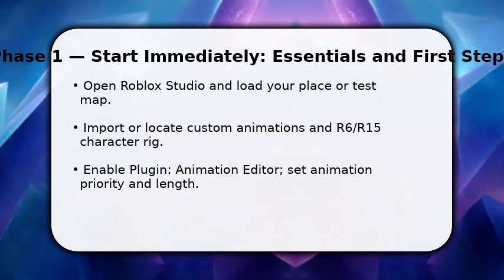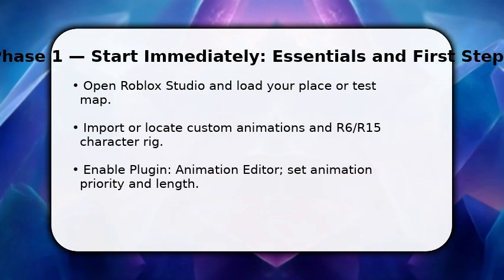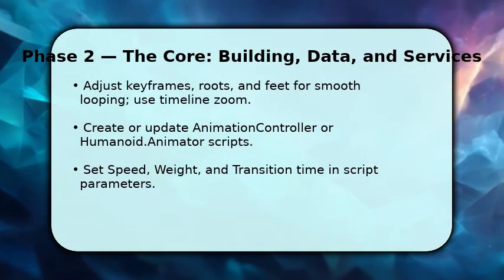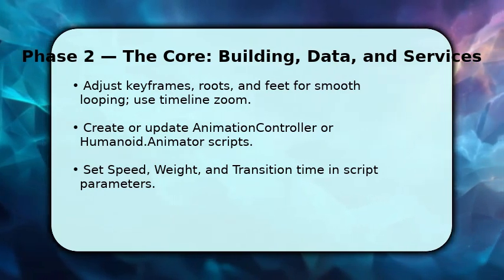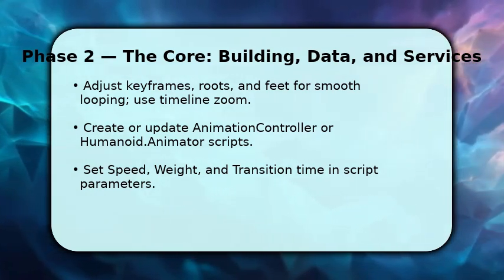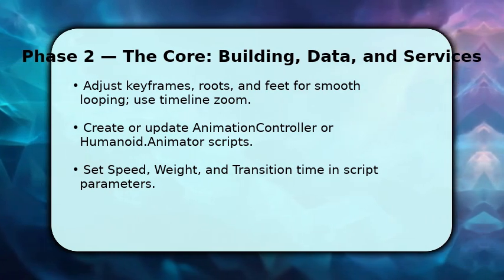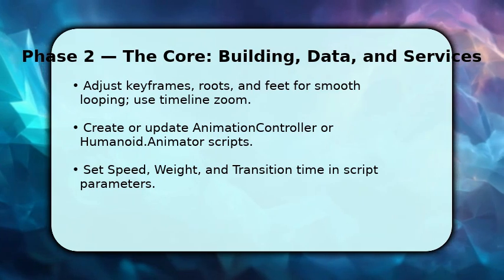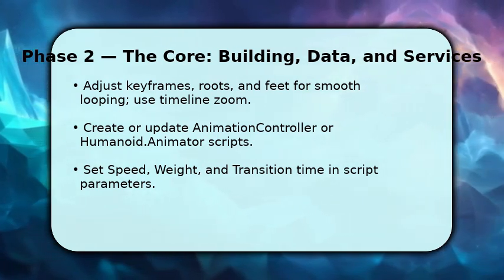Now focus on transition timing and script hooks so the game uses the right clip. Edit keyframes to align root and foot placement and ensure walk and run loops are seamless. Then update the animation controller or humanoid Animator script. Assign animation IDs, set speed and weight, and code conditional switching based on velocity.